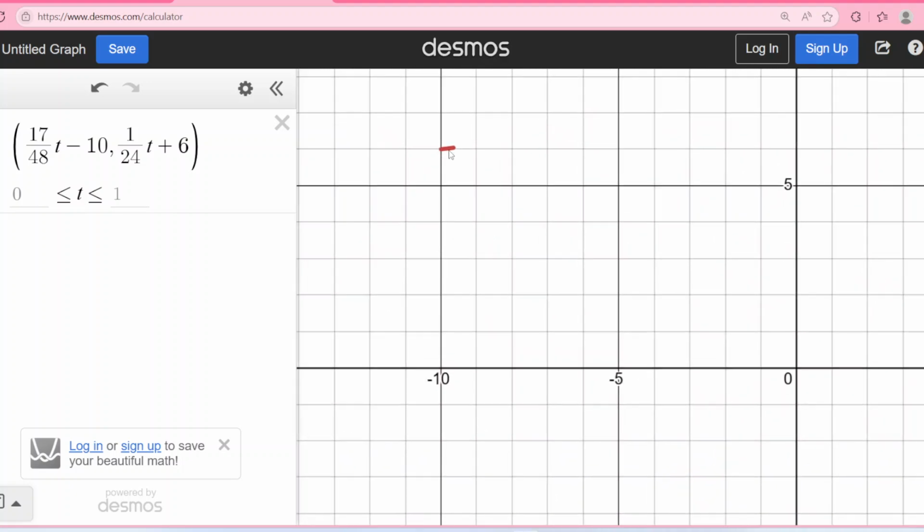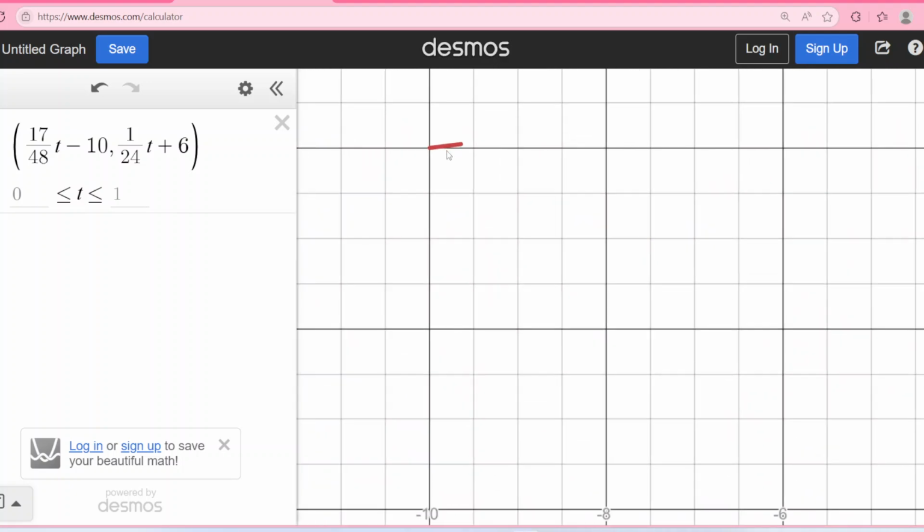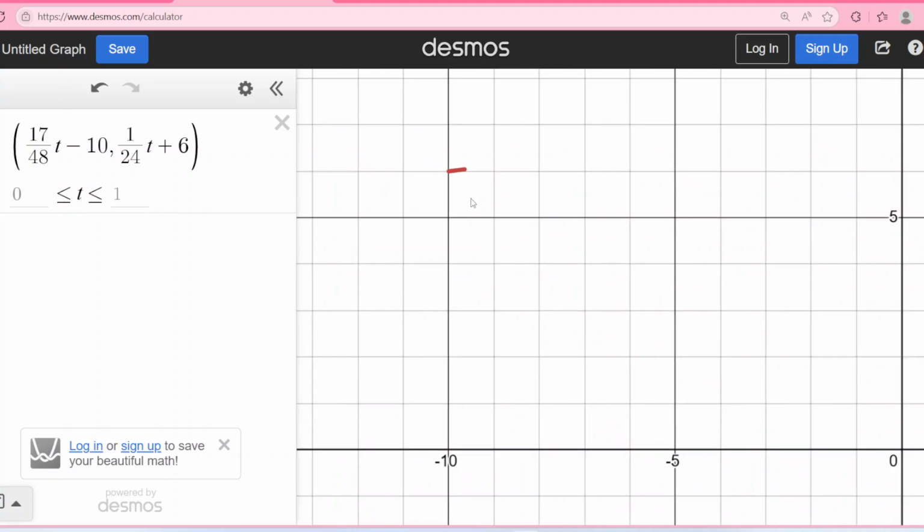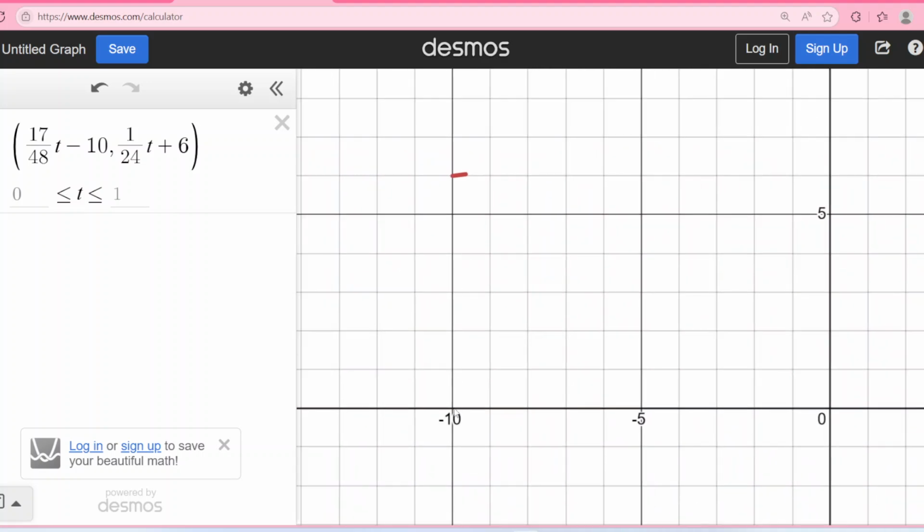Now you can see here 0 to 1 is simply 1 hour's worth of motion, right? T represents time in hours. Well, you can hopefully see that at t equals 0, I'm at x is negative 10, y is 6. You can even put the point negative 10, 6 there, and then 1 hour later, I'm here.